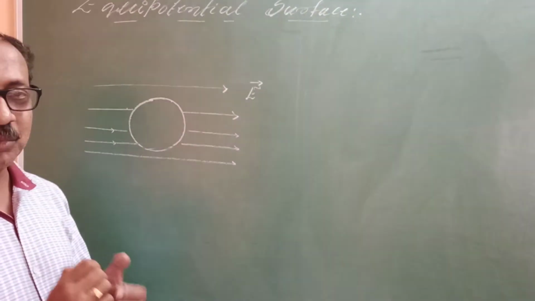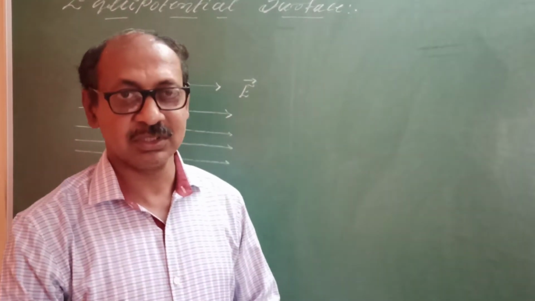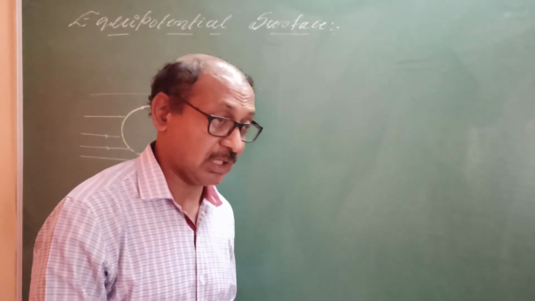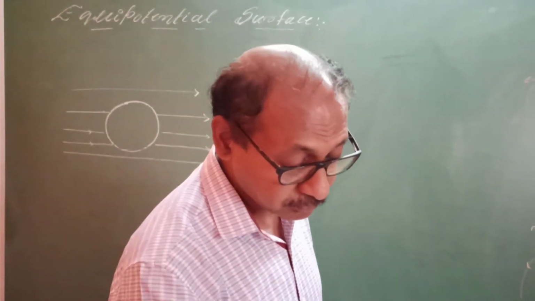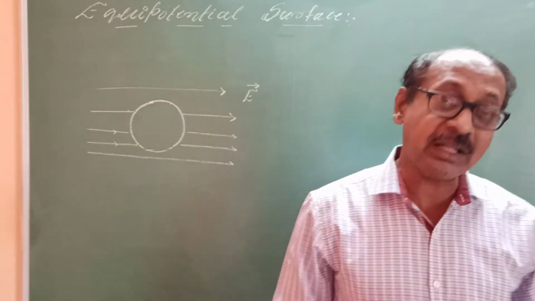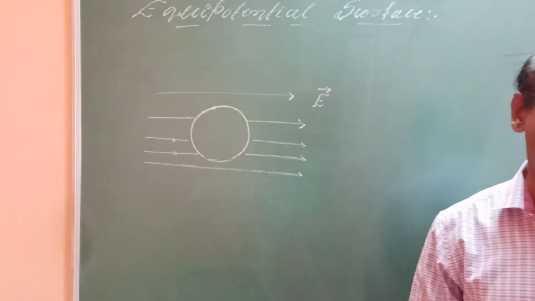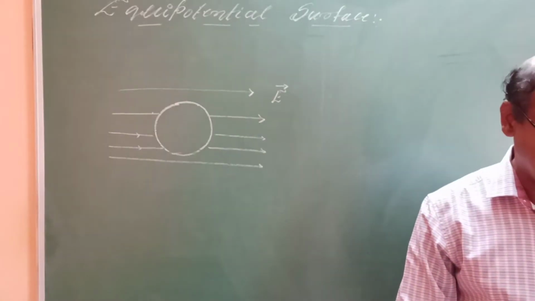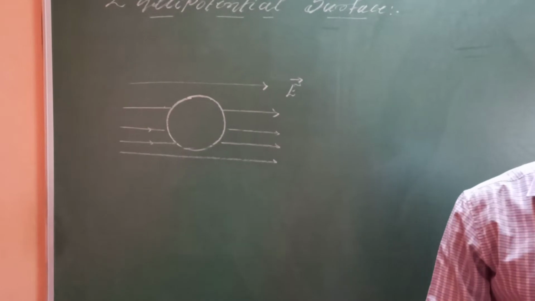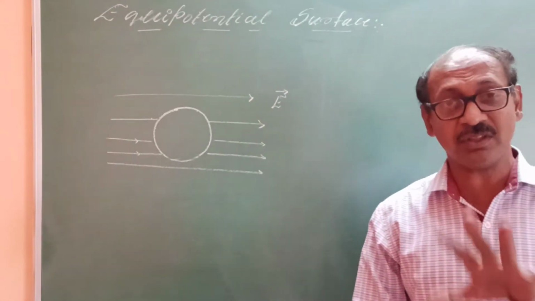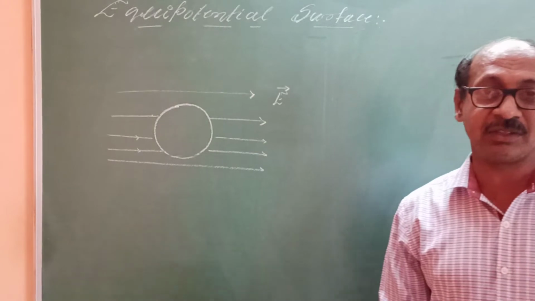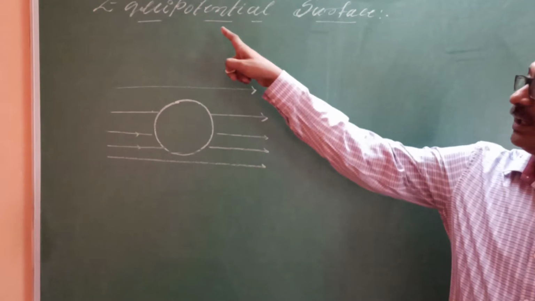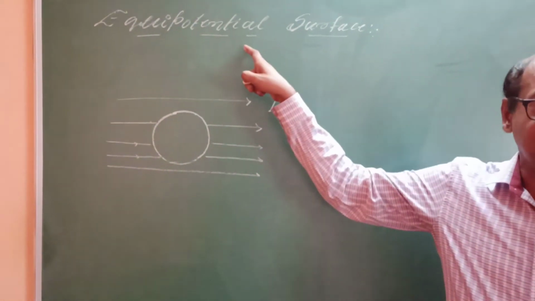So the meaning of this equipotential surface, we can define in other words, as the locus of points in a medium at which the electric potential due to a charge distribution is always constant. That is also termed as an equipotential surface.